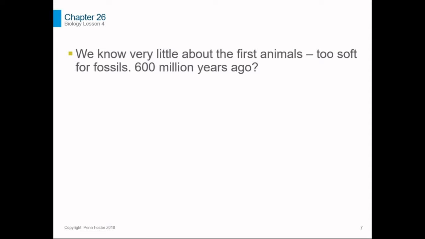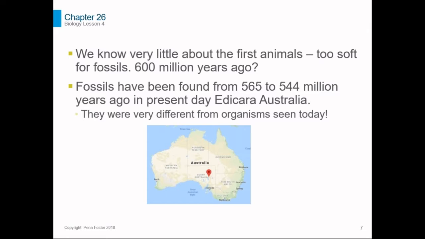So we know very little about the very first animals, and it's because we don't have fossils of them. We don't have any record because they would have been very tiny, they would have had very soft bodies, and so they're not good at leaving fossils when they die. So they would have been very simple animals, similar to sponges, maybe similar to jellyfish, but we don't know very much about them.